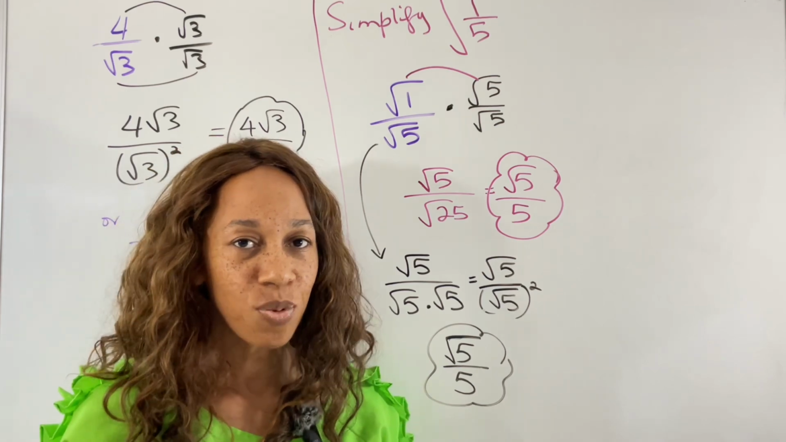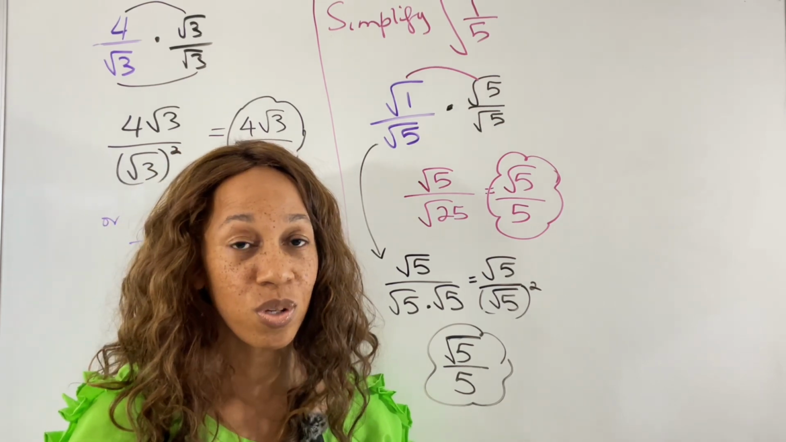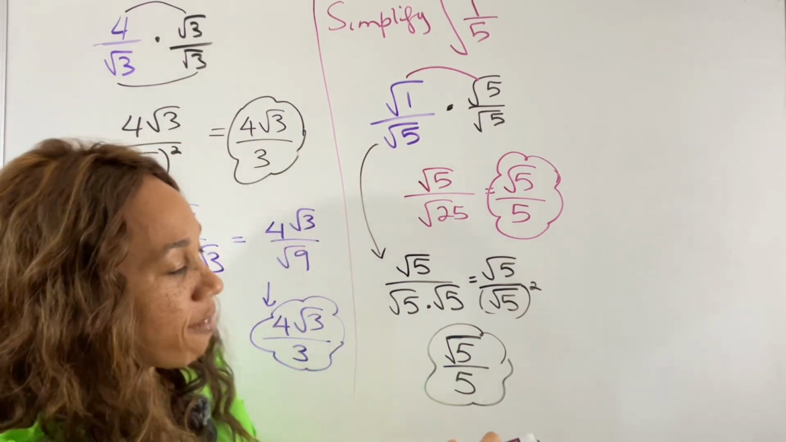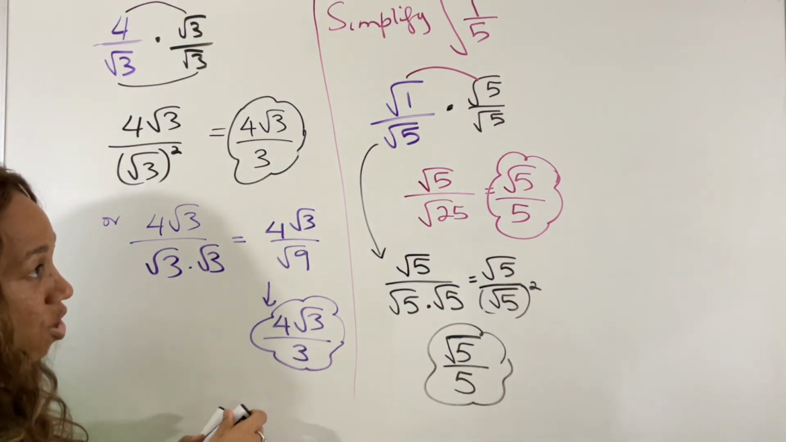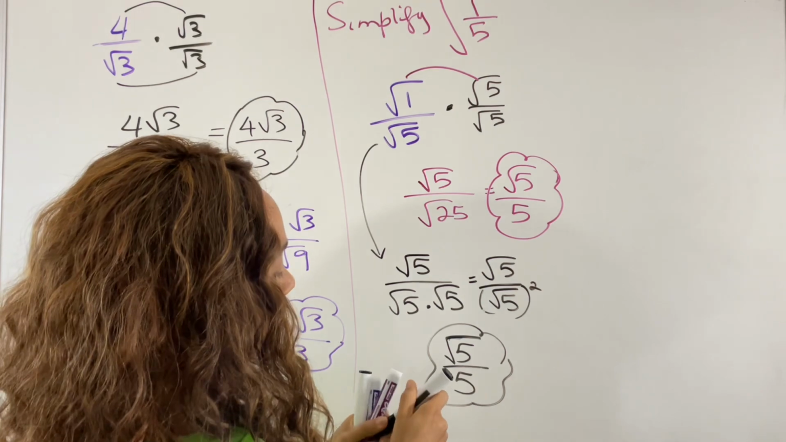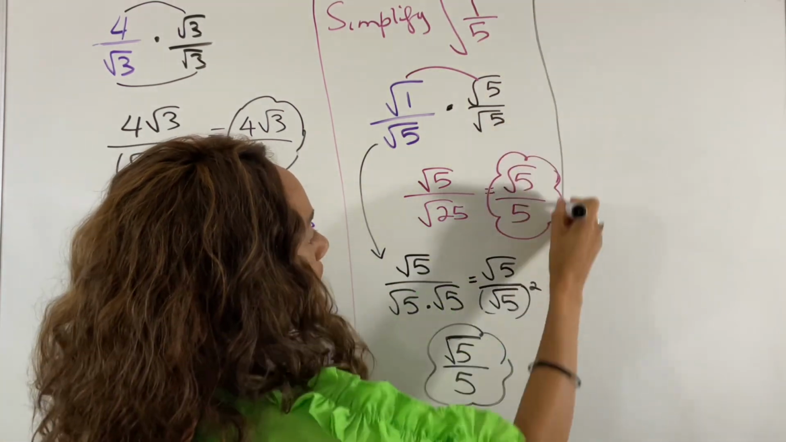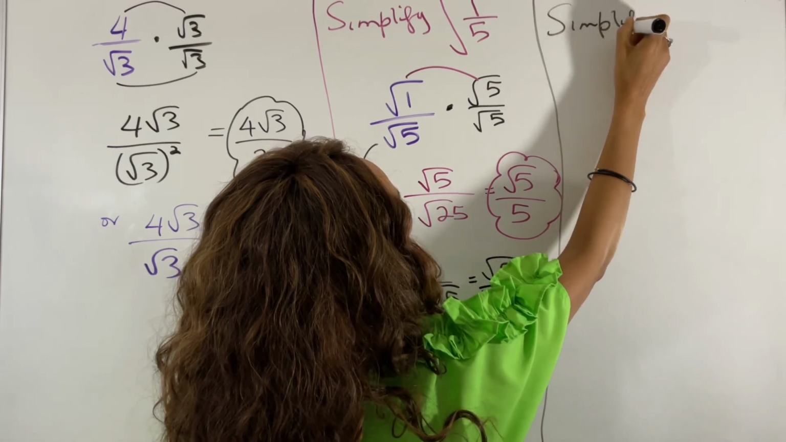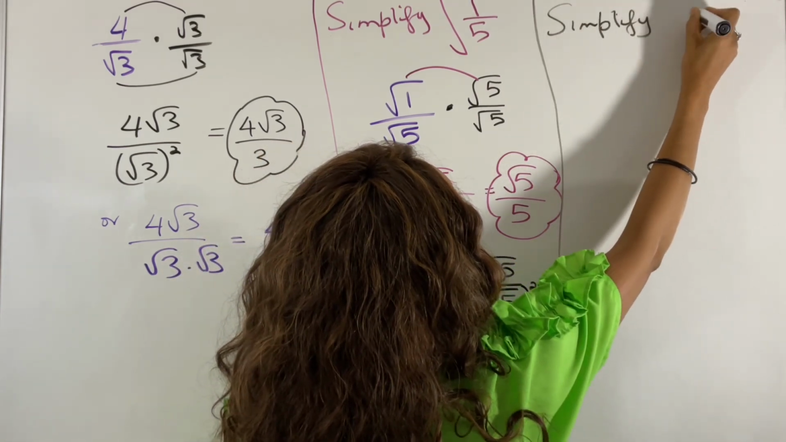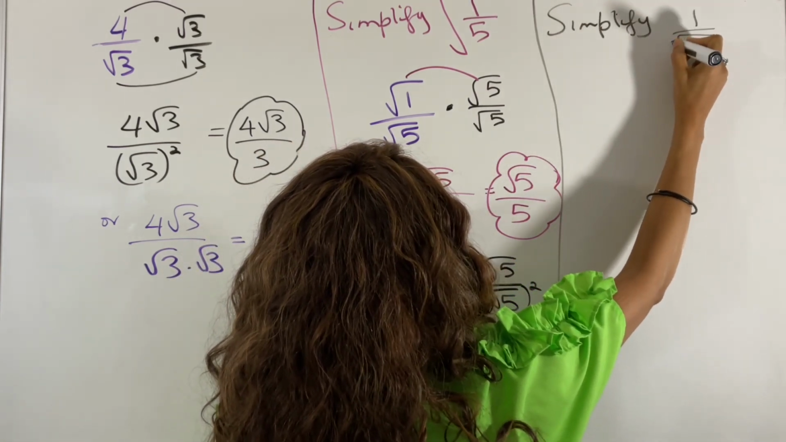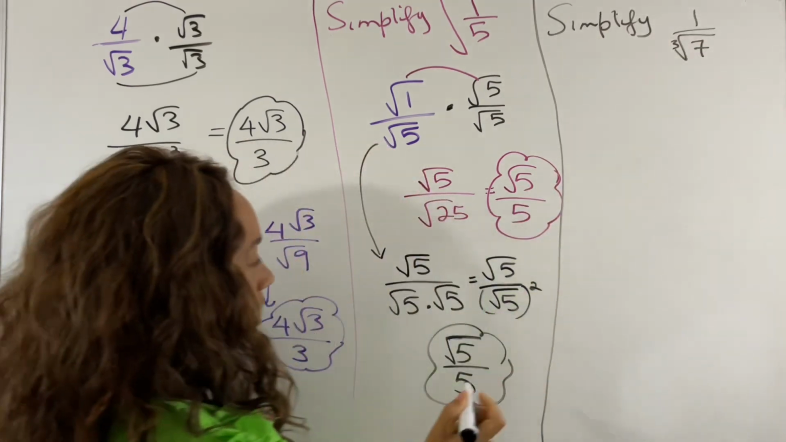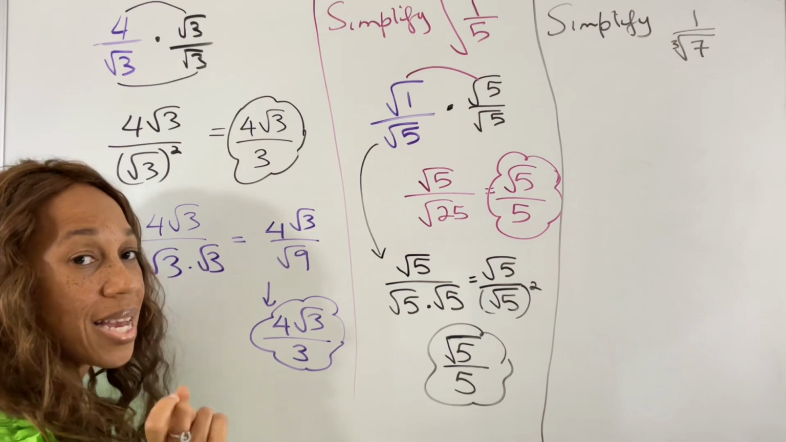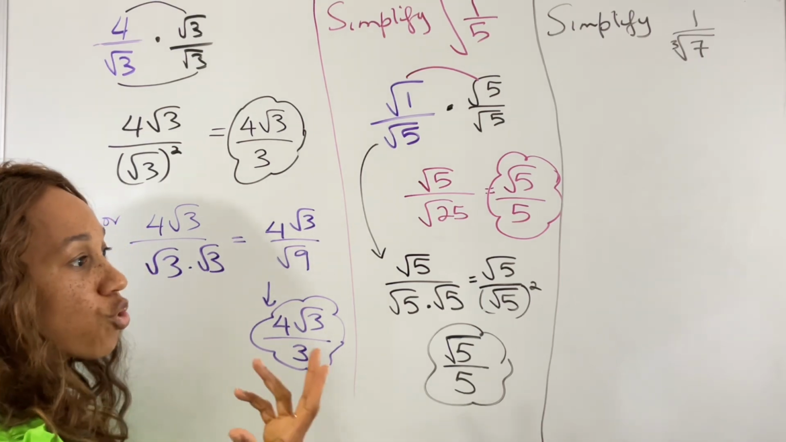But guess what? I'm here to show you also what would happen if you have to take the cube root. So if you have to take the cube root, there are steps that you're going to take, and I'm going to show it to you right now. So what if you're asked to simplify 1 over cube root of 7? Notice here the index is 3, and because the index is 3, you have to treat it accordingly.